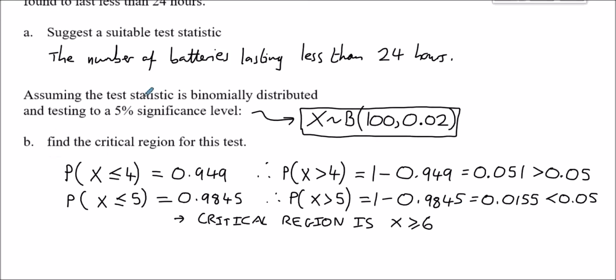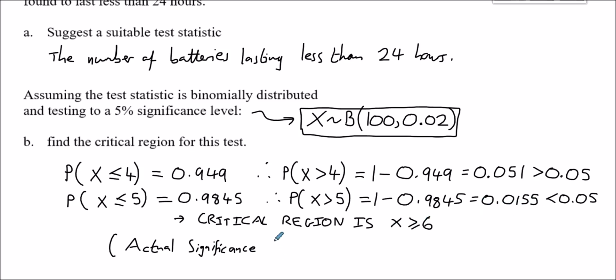Now, the question doesn't ask this, but we may as well just see if we can work this out. So the actual significance level is the probability of our test statistic falling within a region which would cause H0 to be rejected, and that would be if X was 6, 7, 8, 9, or so on. So it's this probability here.